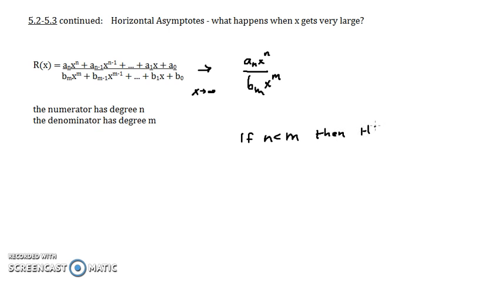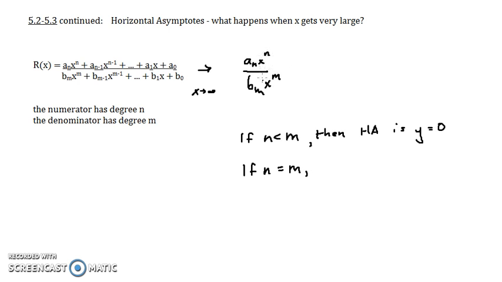I'm going to abbreviate that as HA. We're going to say the horizontal asymptote is y equals 0. We'll look a little bit more at how this works in just a second. Right now we're just looking at the values. So when x gets big, the bottom is going to get bigger, and this whole thing is going to go towards 0.